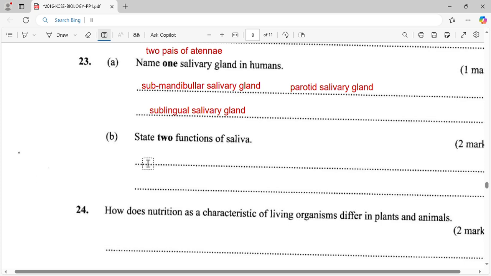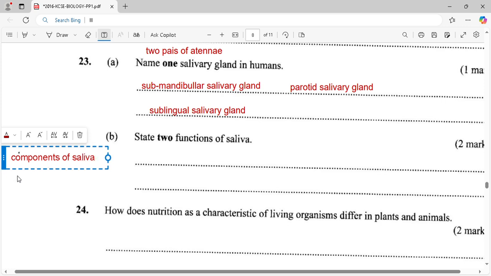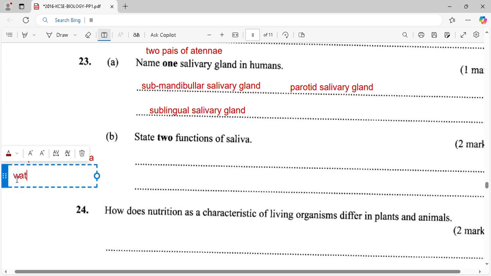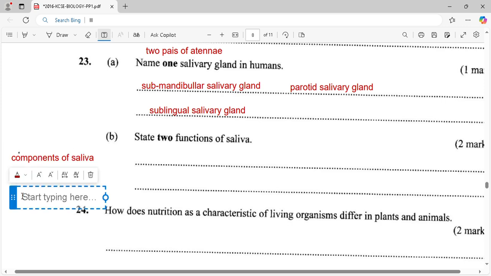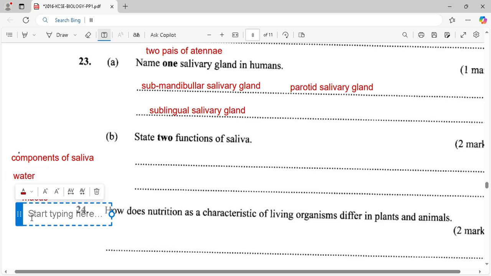Then, state two functions of saliva. You know, before we talk about functions of saliva, you must know the components of saliva. Saliva usually has three components. The first component of saliva is water. The second component of saliva is mucus. And the third component of saliva is salivary amylase, which is also usually called ptyalin.